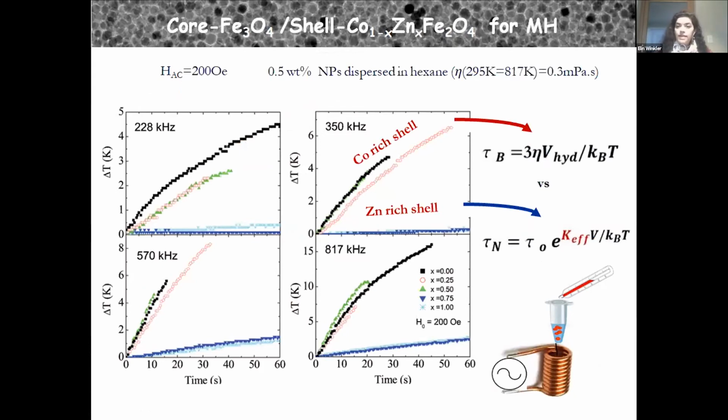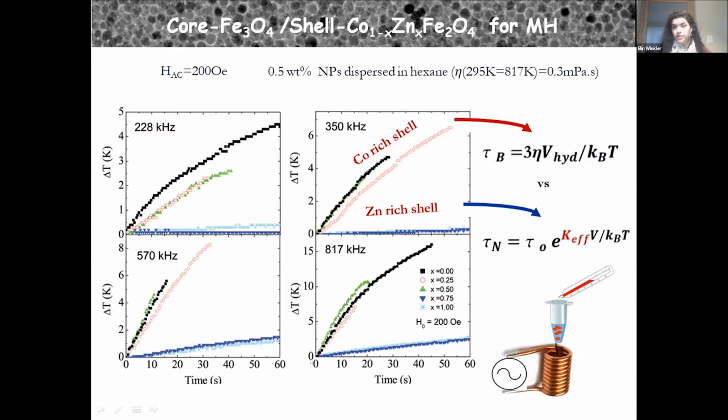To perform this experiment, we disperse 0.5% of nanoparticles, in this case in hexane, which is a liquid that has very low viscosity. The amplitude of the AC field is 200, and we measure with different frequencies. What do we measure? Well, we measure how the temperature rises as a function of time. For example, in this measurement, which corresponds to the largest frequency, we observe that the system increased 15 degrees in less than 1 minute.